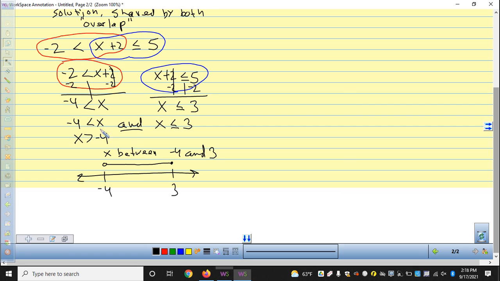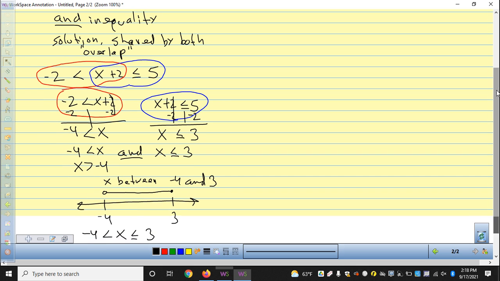And the fancy way that we could write this is just join these two together. Negative 4 less than x less than or equal to 3. So to solve an and inequality, we break it into two pieces and just solve each piece. All right, we good with that example?